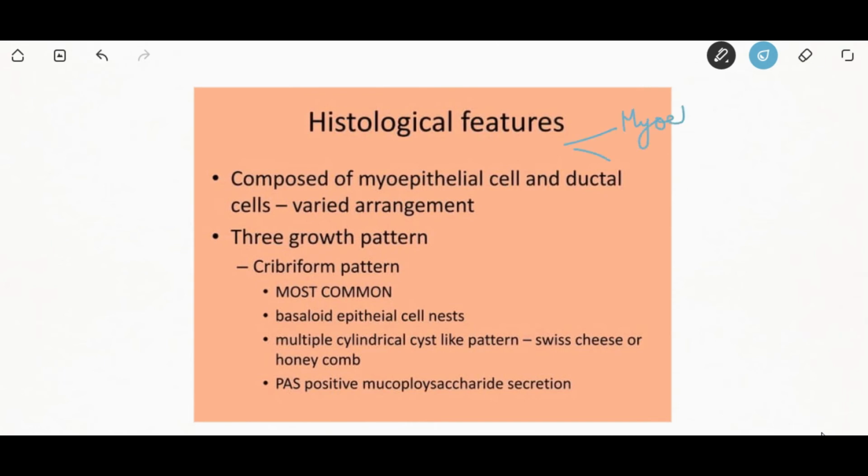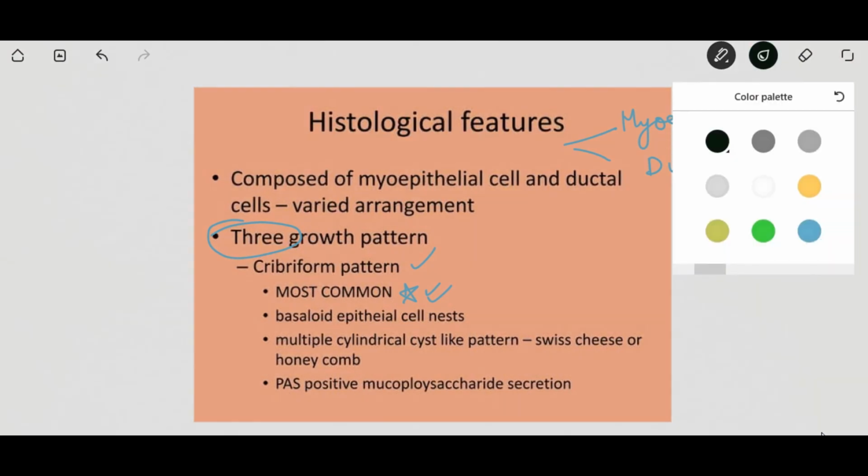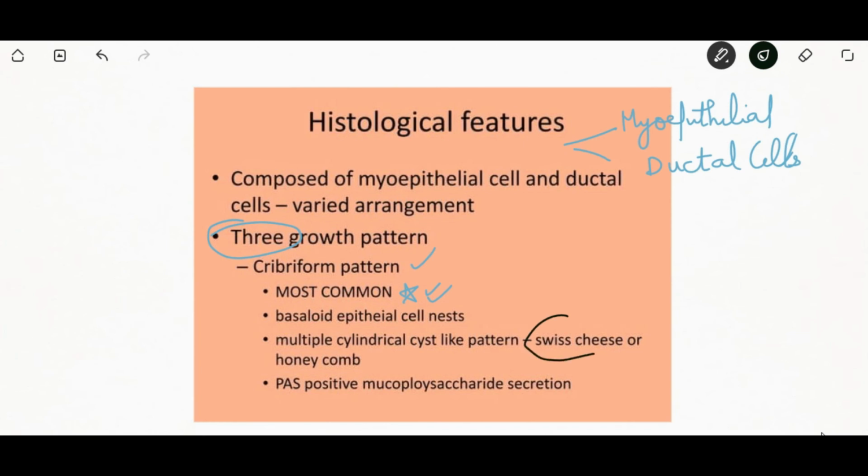What are the histological features of this carcinoma? We discussed just before that it is composed of two types of cells. What are those? One is the myoepithelial cells and the other are the ductal cells. And morphologically, three growth patterns could be seen: the cribriform, which is the classic form, the tubular and the solid form.